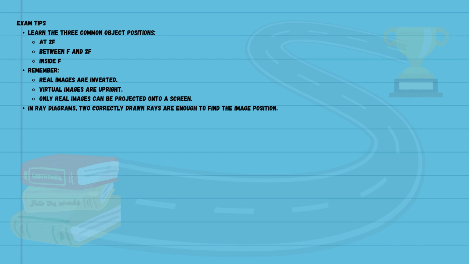Exam tips include: learn the 3 common object positions, which are at 2F, between F and 2F, and inside F. Remember that real images are inverted, virtual images are upright, only real images can be projected onto a screen, and in ray diagrams, 2 correctly drawn rays are enough to find the image position.